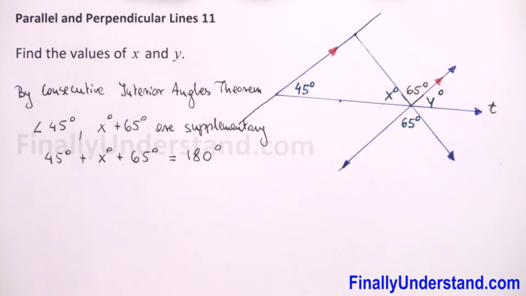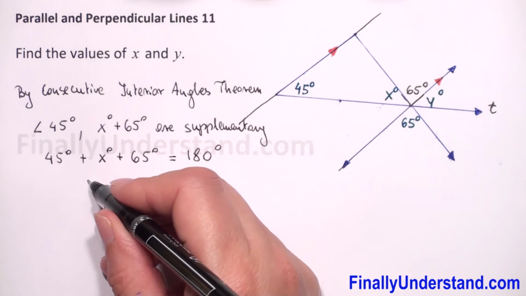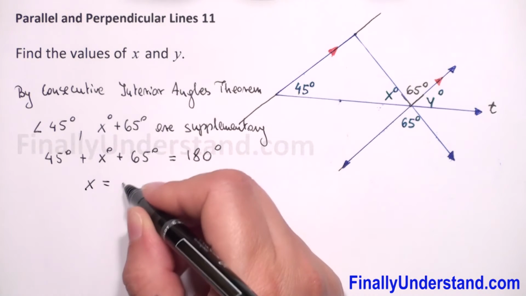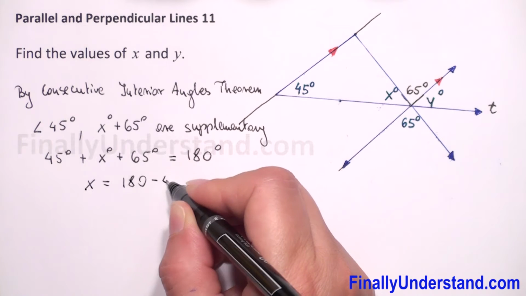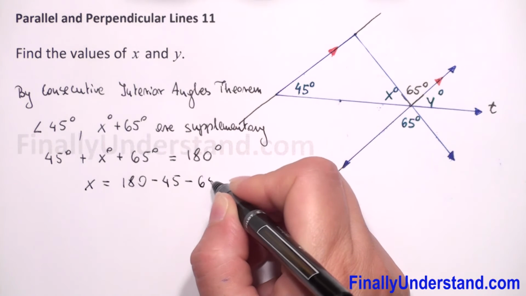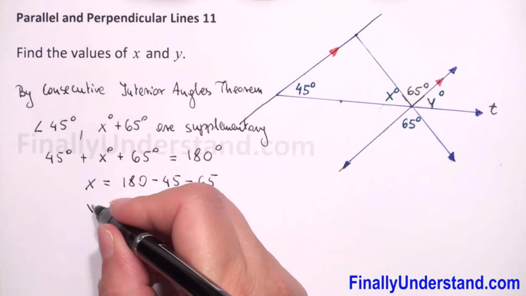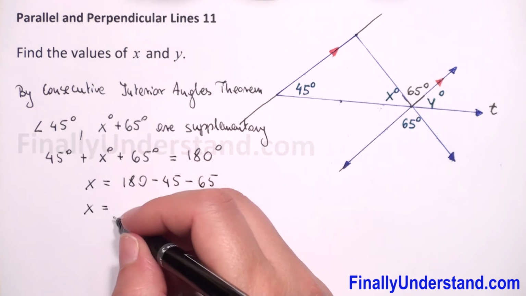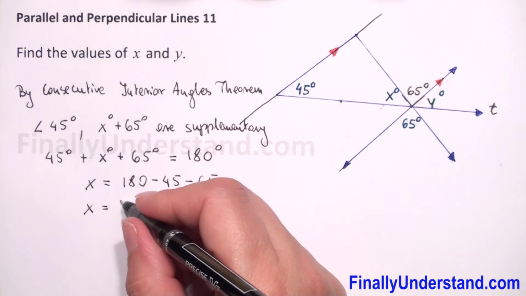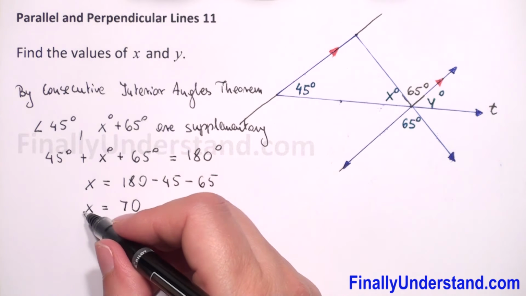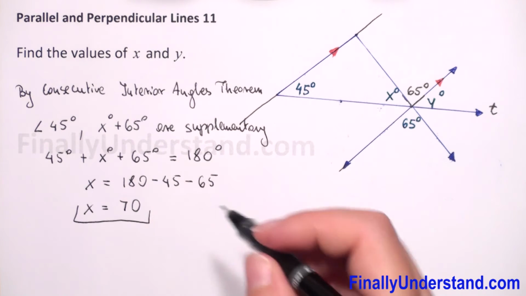Now we can combine the like terms. Let's forget about degrees. So we have x is equal to 180 minus 45 minus 65. So we have x is equal to 70. So we found the value of x.